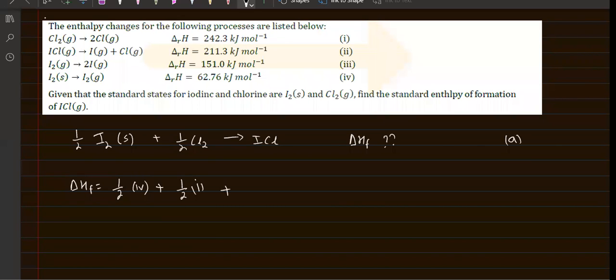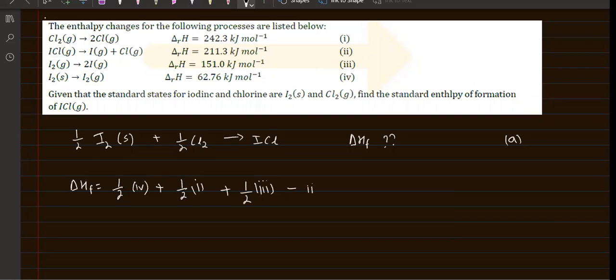Plus, now if you see this, half solid, half gas, if you add this half gas and half gas will get cancelled. So it will be half of 3 also, because I don't need this I2 in the product. Okay. Now this ICl, see this ICl, it is on the reactant side, but we need that on the product side. So it will be minus of 2.